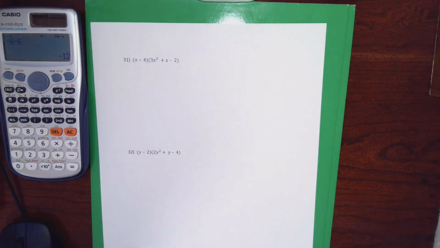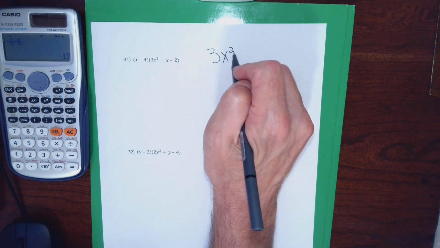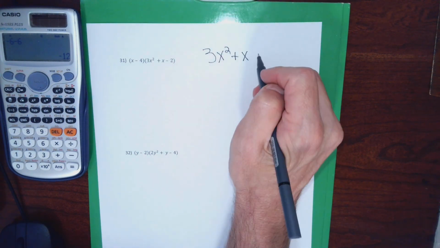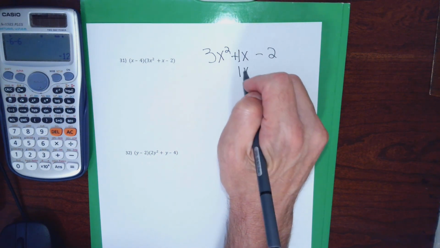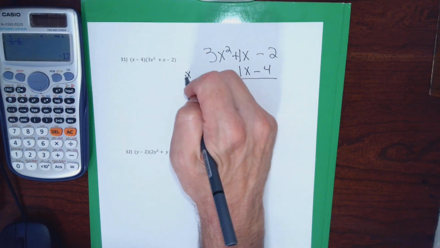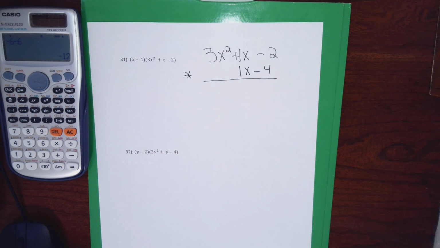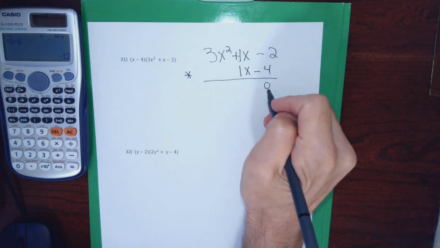Let's do 29 together. So 29 is multiplying a binomial times a trinomial. I'm going to write the trinomial on top of the binomial, and I'm going to sneak some 1s in front of some x's that might make my life easier when I multiply. So I wrote my trinomial on top, binomial under it. And now I'm going to go negative 4 times negative 2 and get positive 8.